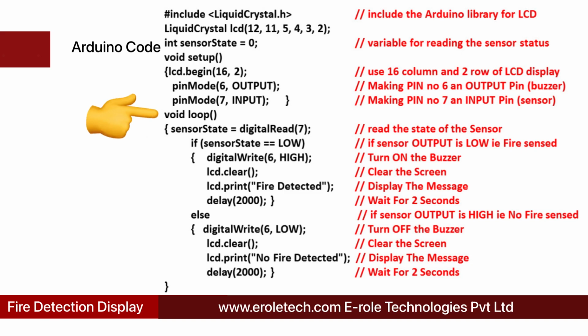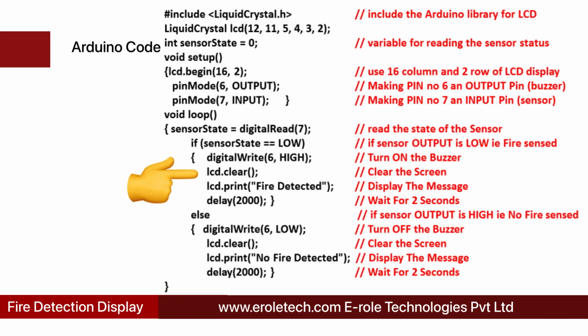Now void loop. This function will run over and over again forever, so whatever we have written inside it will repeat forever. Sensor state equals digitalRead(7). Digital read is a function which will read the status of pin number 7 and store its value in a variable sensor state. If sensor state value is low, then Arduino will give a high signal at its pin number 6, and buzzer will turn on. It shows that there is a fire in front of the sensor.